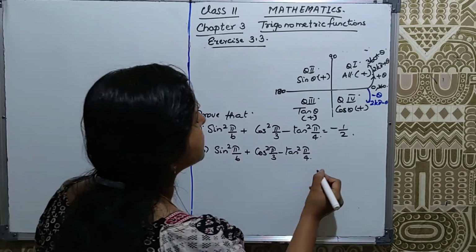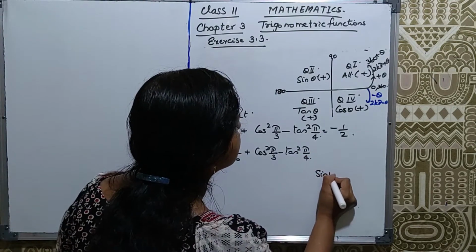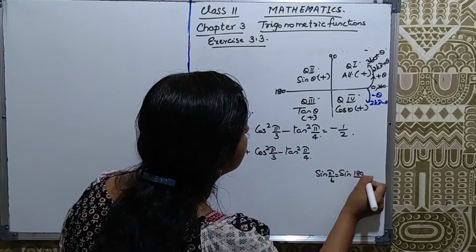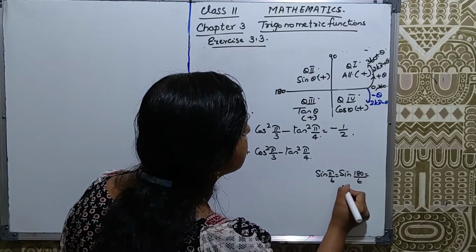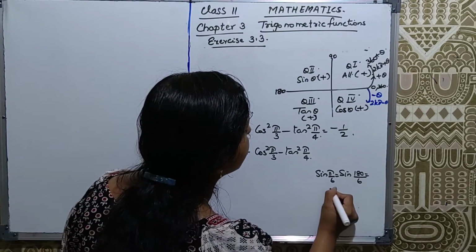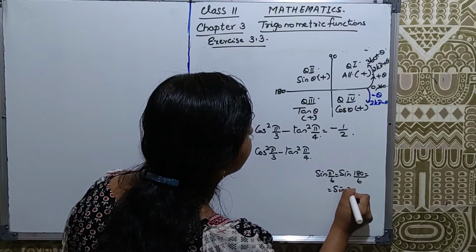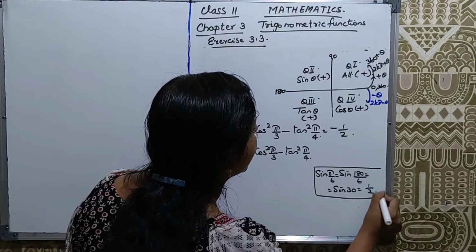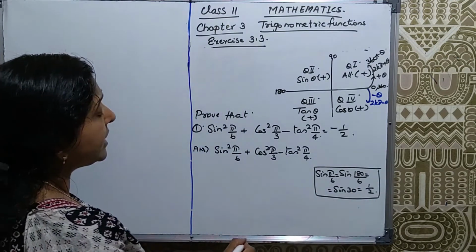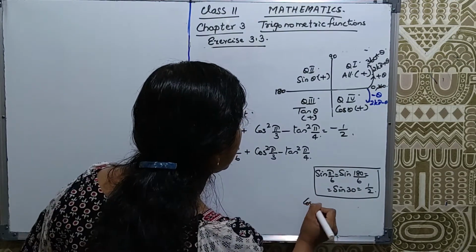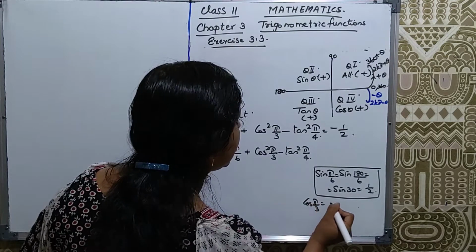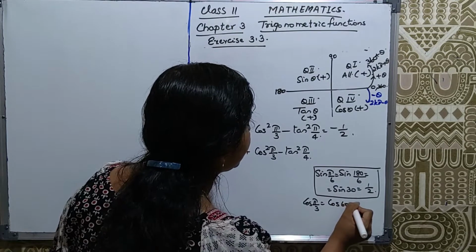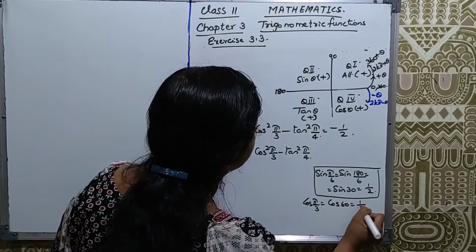Sin pi by 6 is sin 180 by 6, that is equal to sin 30, which is equal to half. This one I just explained, those who know can directly write it. Now again cos pi by 3. Cos pi by 3 is cos 180 by 3. Cos 180 by 3 is cos 60. Cos 60 is again half.